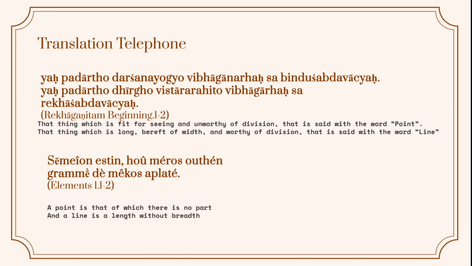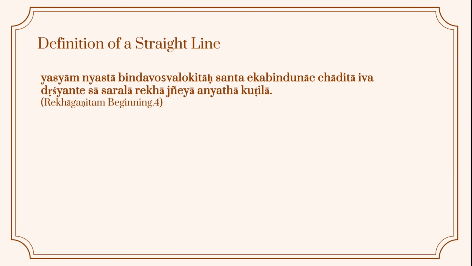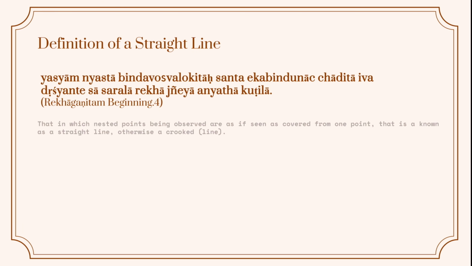Now let us dip our toes into how Sanskrit was used to give geometric theorems. Here's an example. Yasyam nyasta bindavo lokita santa eka binduna chadita iva drishyante sa sarala rekha jneya anyatha kutila. Or, that in which nested points being observed are as if seen as covered from one point, that is known as a straight line, otherwise a crooked line.